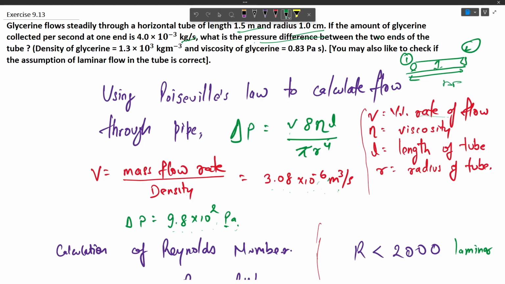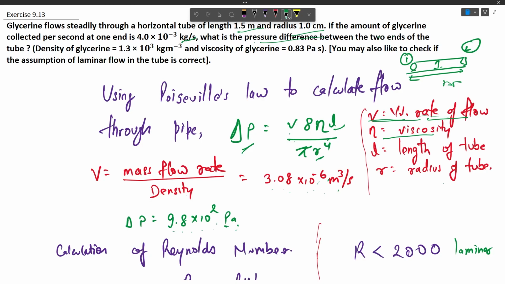Now we know that Poiseuille's equation says that the pressure gradient is equal to this expression where V is the volumetric flow rate and eta is the viscosity, L is the length of the tube, and r is the radius of cross section of the tube. So we have to find out here the volumetric flow rate in order to find the pressure gradient.